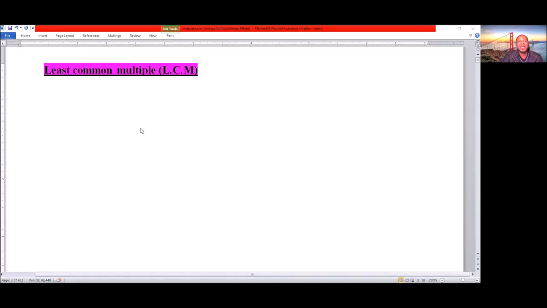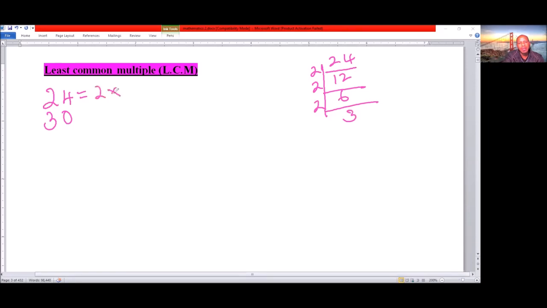You need to know how to write numbers in factors form. So if you are told to find the least common multiple of maybe 24 and 30, those are two numbers. To write them in factor form, you can do it like this. 24 divided by 2 is 12. Divide by 2, you get 6. Divide by 2, you get 3. So these are the factors of 24. So it is 2 times 2 times 2 times 3.